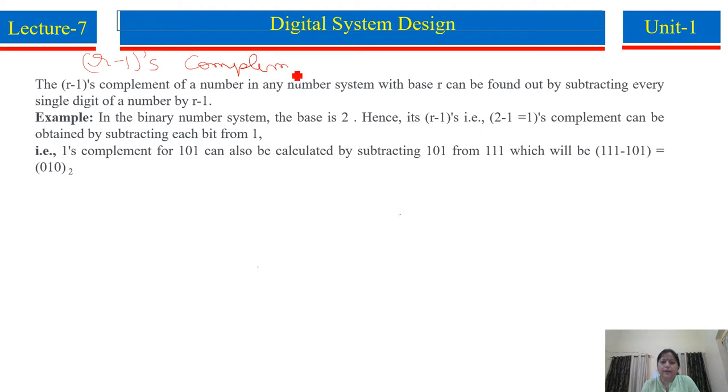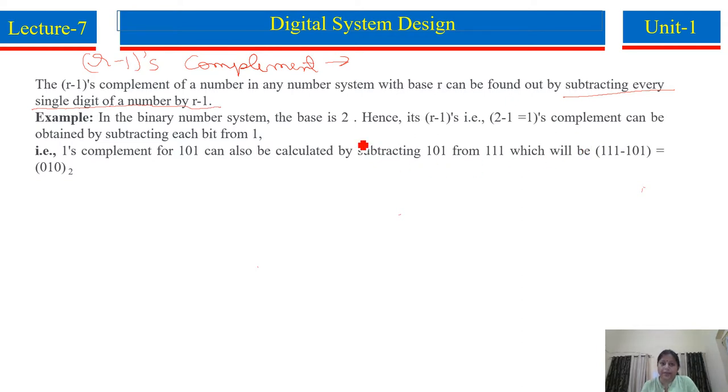So a very simple approach for calculating the r minus 1's complement is you subtract every single digit of the given number from r minus 1, where r is the radix. What do you have to do for r minus 1's complement? Subtract each digit of the given number from r minus 1.